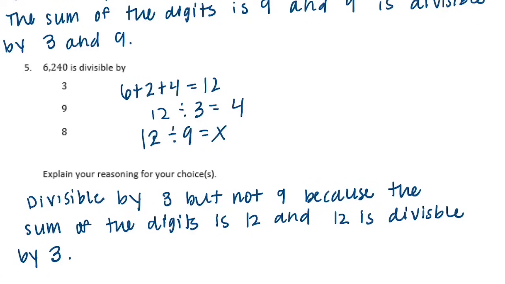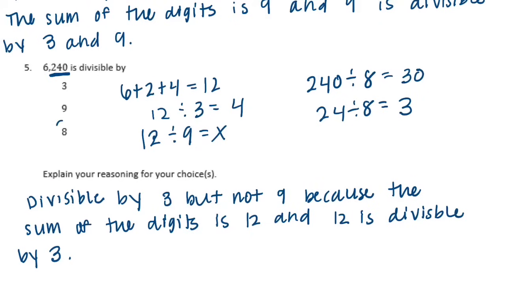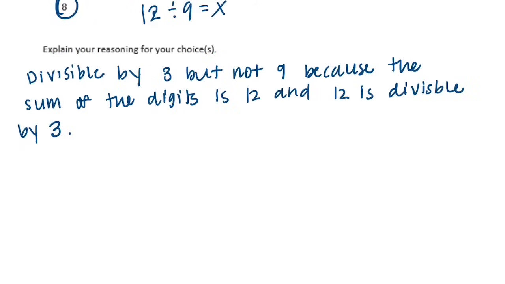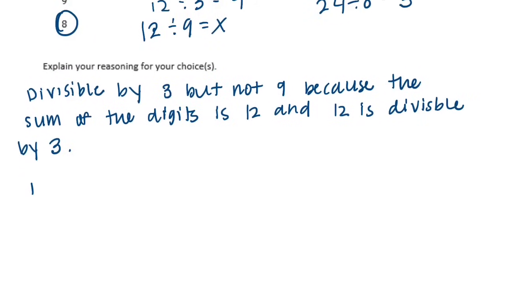Okay, remember the divisibility rule for 8 is that the last 3 digits are divisible by 8. So 240 divided by 8. So we could look at this as 24 divided by 8. 24 divided by 8 is 3. So 240 divided by 8 would be 30. So it's divisible by 8 and 3. So it's divisible by 8 because the last 3 digits are divisible by 8.